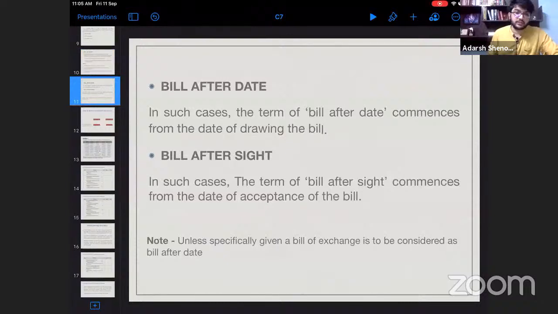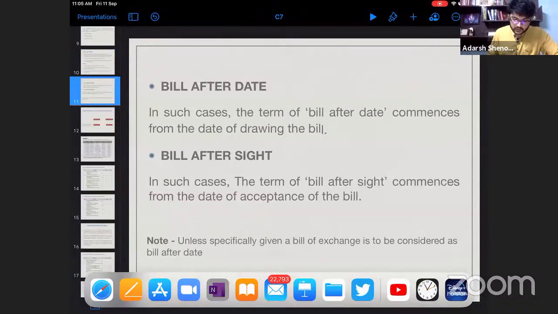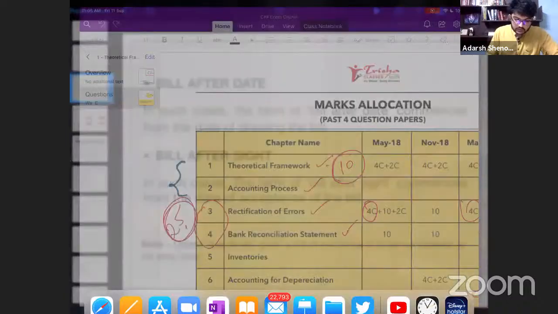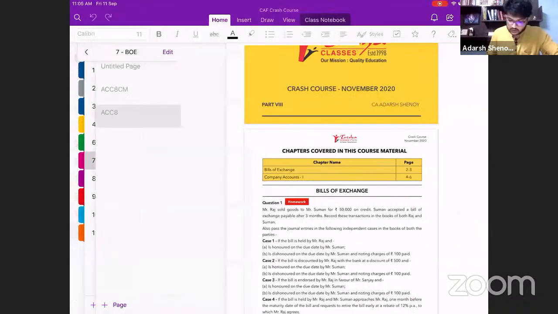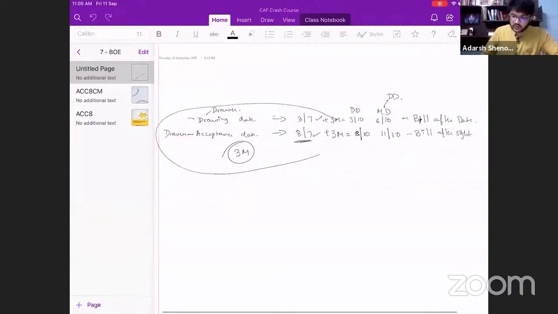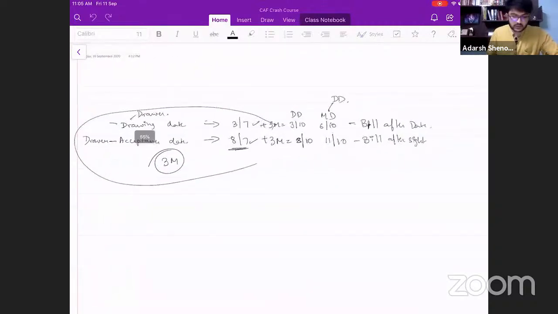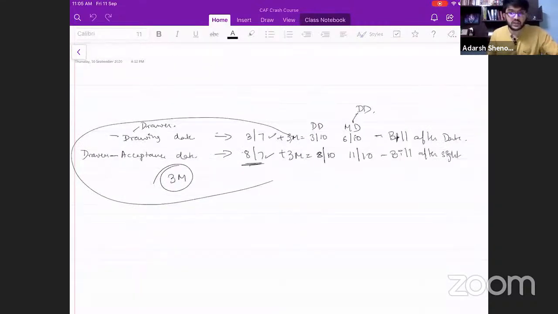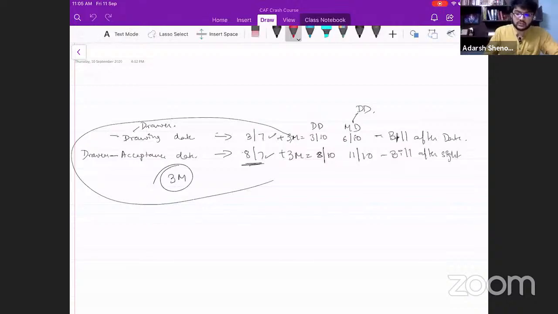If you remember, yesterday we had taken an example, right? So the example looks something like this. I told you that there are two dates over here. One is the drawing date and the other one is the acceptance date. What do we consider for a bill after date? We should add the term of the bill to the date of drawing. Wonderful. To the date of drawing.